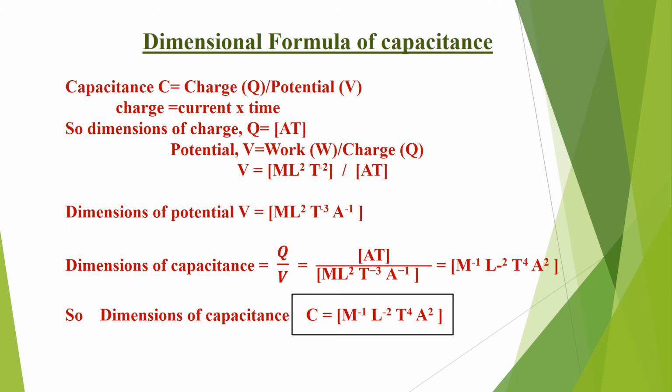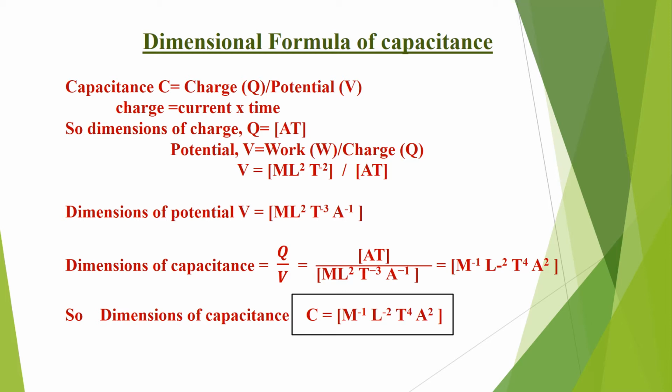Next we are going to see the dimensional formula of capacitance. Generally, the capacitance formula is charge by potential, that is Q by V. So we have to substitute the dimensional formula for Q and V to get the dimensional formula of capacitance. What is charge? It is current into time, so its dimensional formula is A into T.